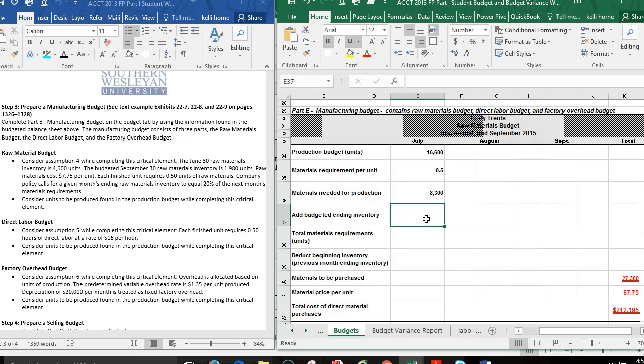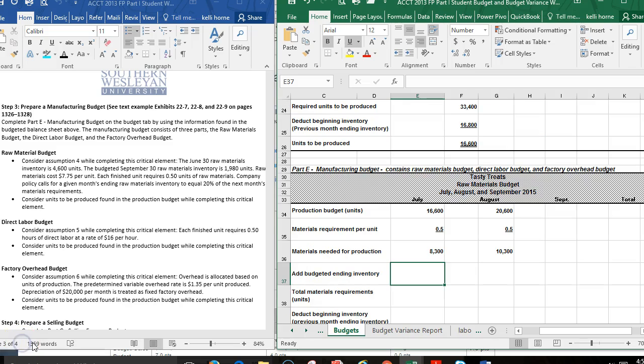Now I'm going to add my budgeted ending inventory. Well, what does it tell me about budgeted ending inventory? It tells me that budgeted ending inventory has to be 20% of the next month's material requirements. Now, we need to add the budgeted ending inventory, and at this point you may not have calculated the next month's materials needed, so I'm just going to give you a little bit of a hint here.